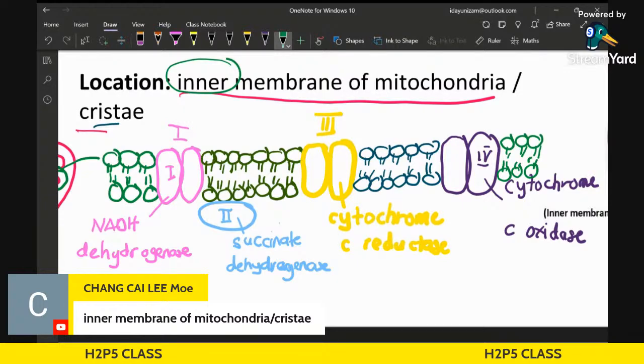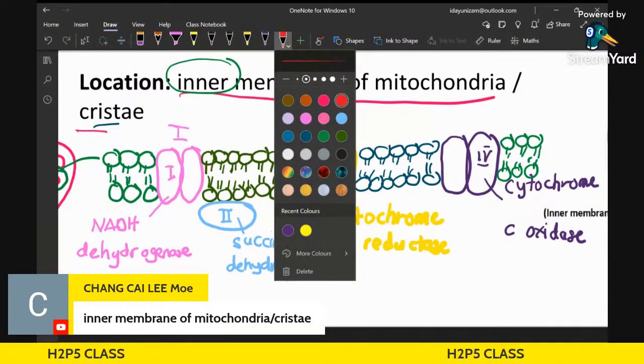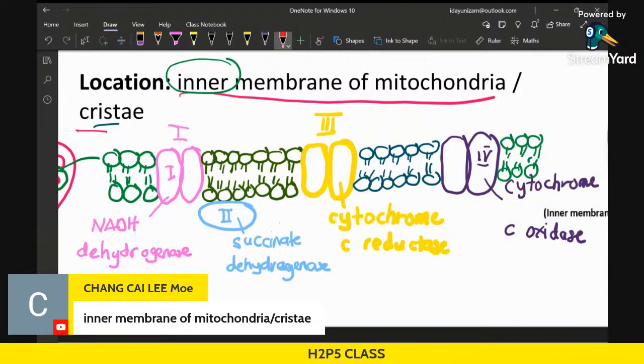So this pathway requires another mobile electron carrier. So what is the mobile electron carrier, class? I will highlight with the red color. In between 1 and 2, NADH dehydrogenase and succinate dehydrogenase, and in between 1 and 3, there is one mobile electron carrier, what we call ubiquinone.